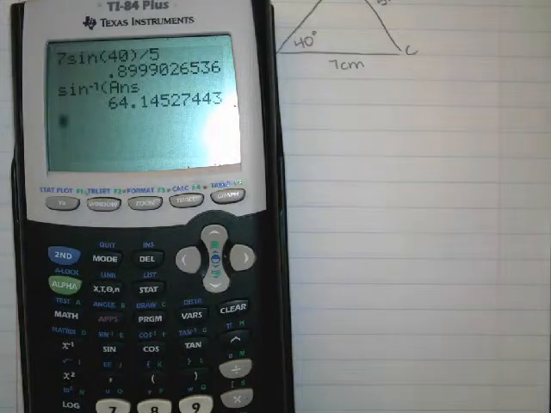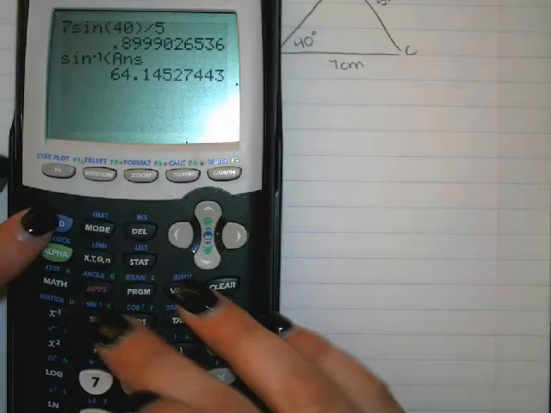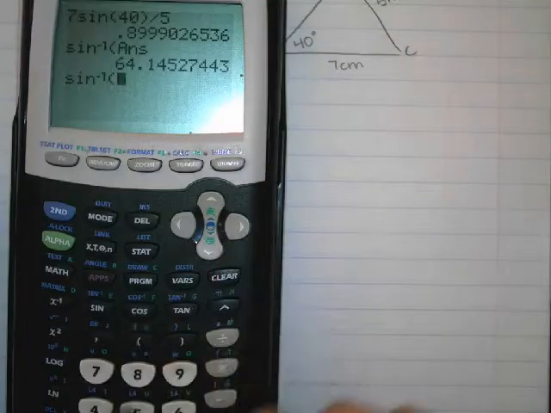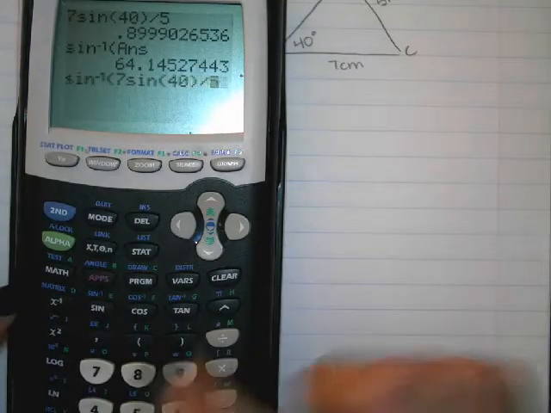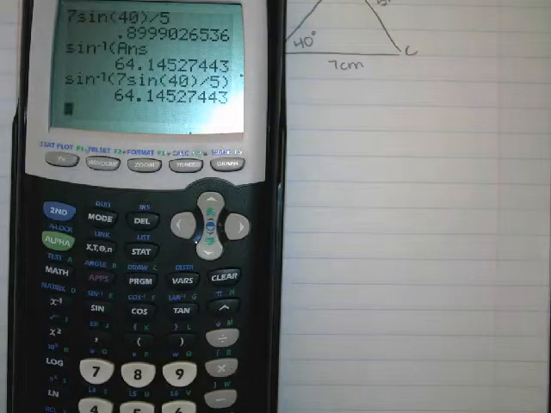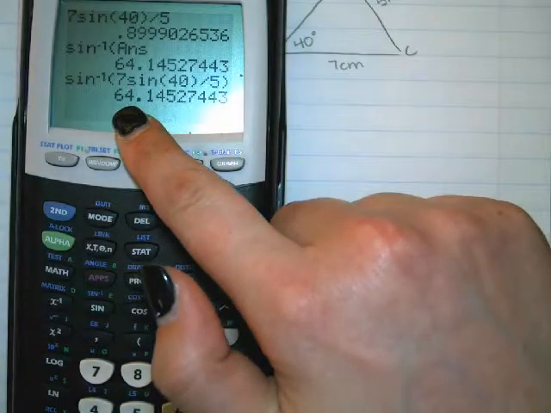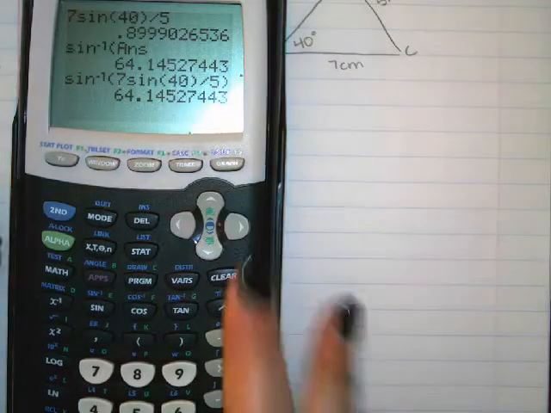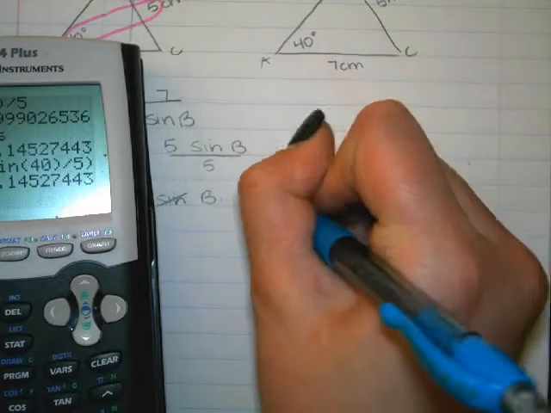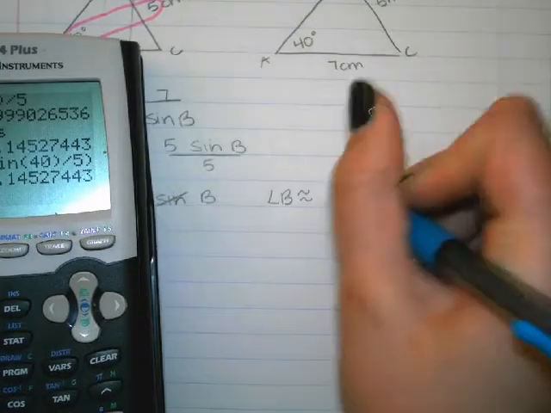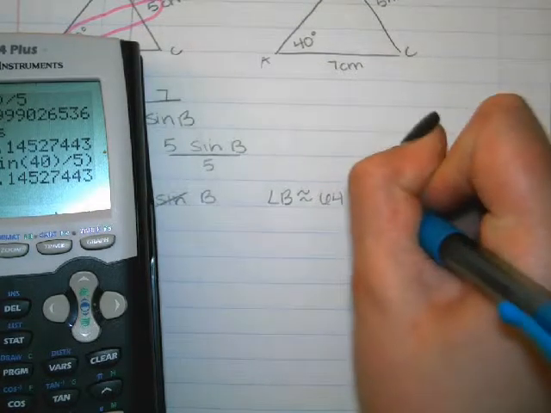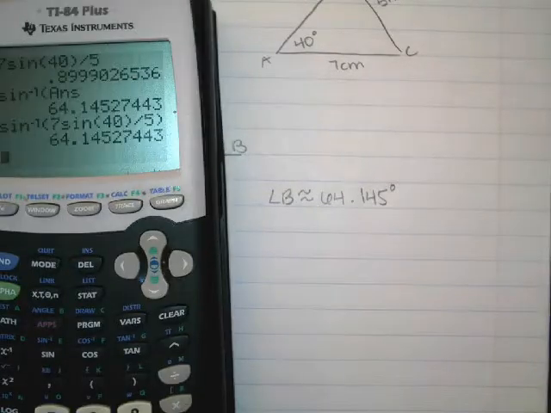That's how I type it in quickly, okay? And then it will give it to me. Your other option is you could type it in all at once if you want. So you could do sine inverse, and then you could type in 7 sine 40 divided by 5. Both of those things will accomplish the same purpose. Okay. So we just solved for angle B, so this is degrees. Okay. So we're going to say, as a result of this, we can say angle B is approximately 64.145 degrees. Okay.